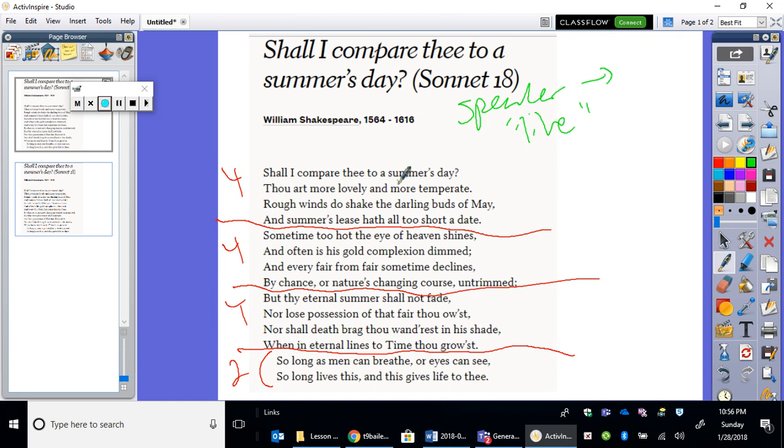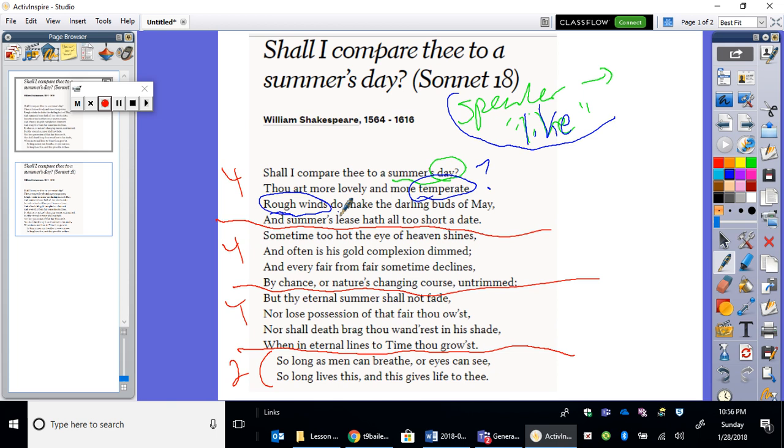Shall I compare you to a summer's day? Question mark. Thou art more lovely and more temperate. Well, one of the questions I would ask is, what does temperate mean? "Rough winds do shake the darling buds of May, and summer's lease hath all too short a date." All right, so I'm going to stop here. Should I compare you to a summer's day? I picture a speaker talking to somebody that they like. Forgive the handwriting and the pen function.